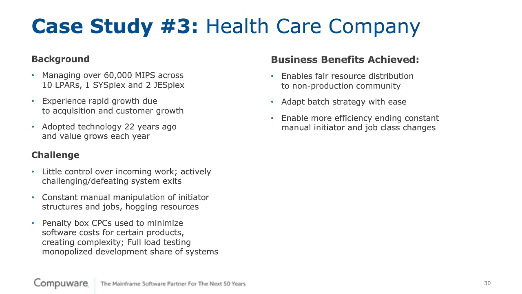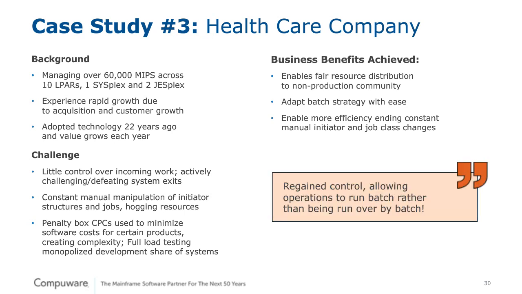Their benefits were fair and equitable distribution of resources across all stakeholders of the mainframe. And they really liked being able to adapt their batch strategy with ease when problems arose. They could finally end the constant manipulation of batch. They said they regained control, allowing operations to run batch rather than being run over by batch.